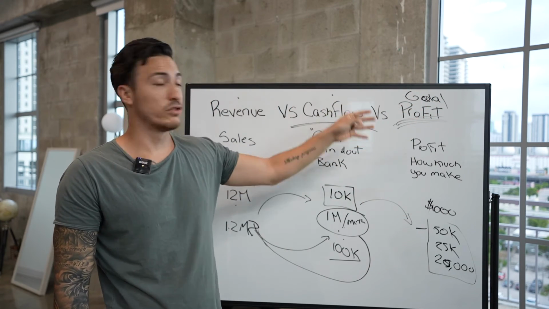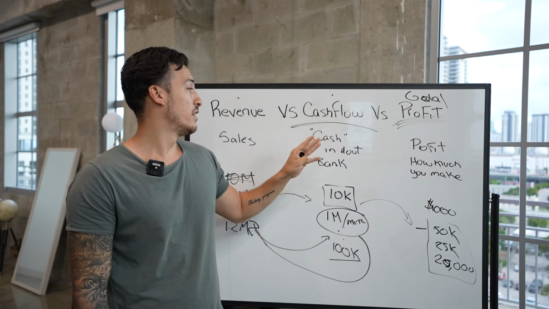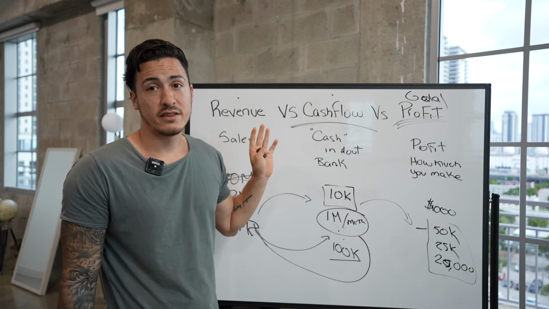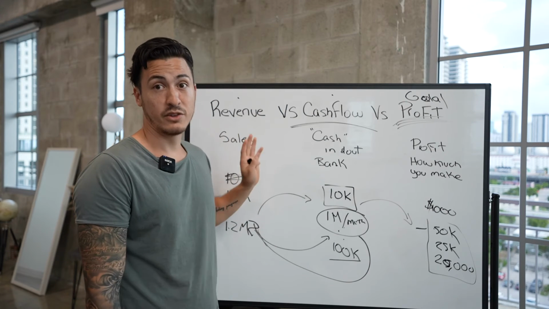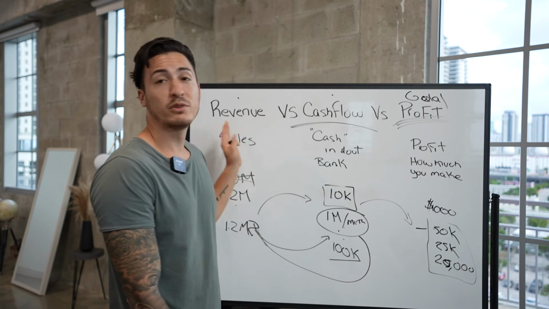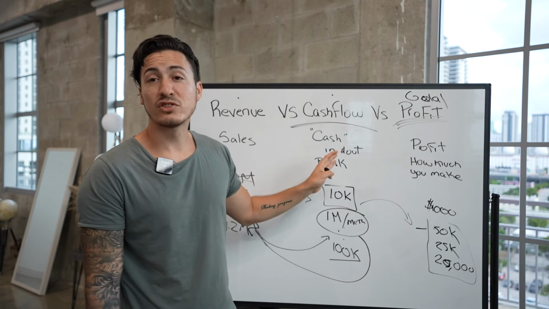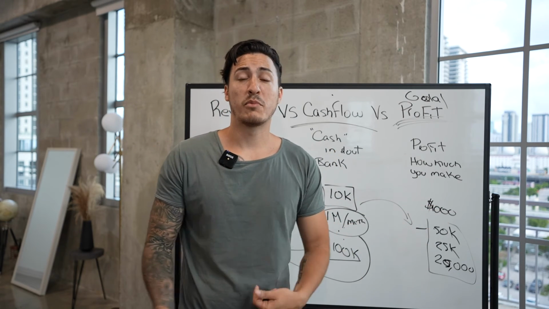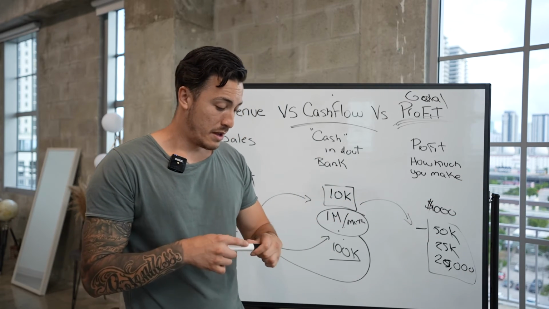Profit is the ultimate goal. Cash flow is very, very important. Revenue is last. Don't let anybody trick you by telling you revenue is the number one thing. Revenue solves nothing. Cash flow solves a lot. Profit is your bottom line. Profit is what you bring home. Profit is what makes people happy.